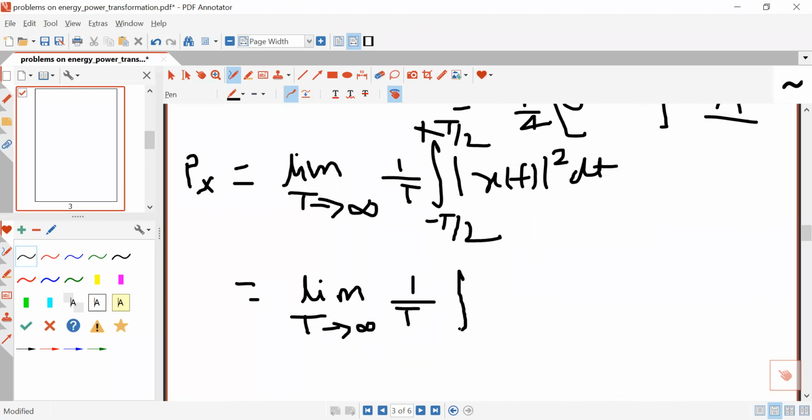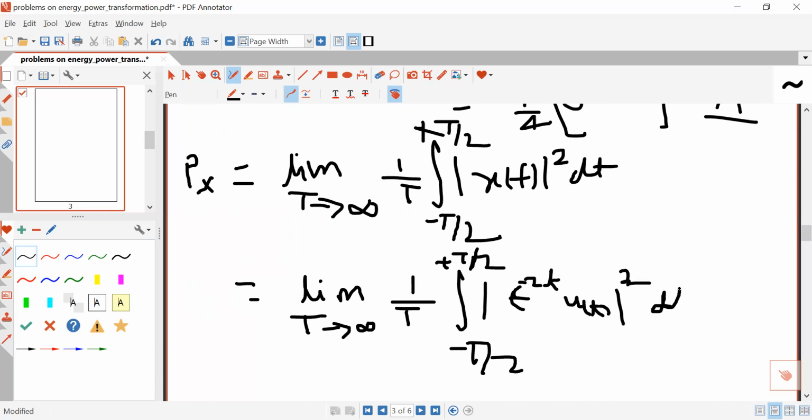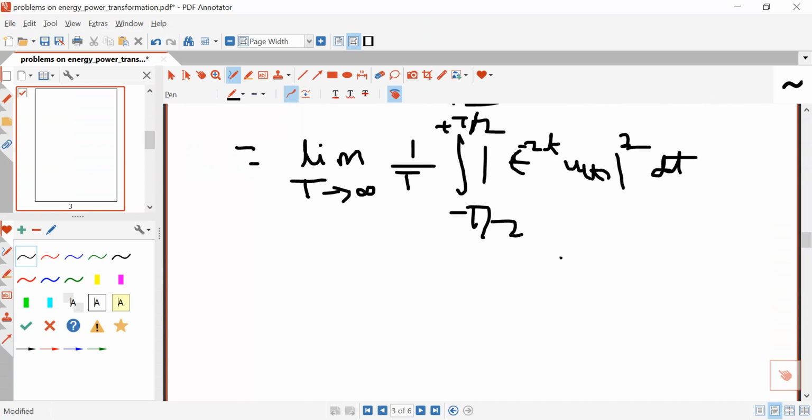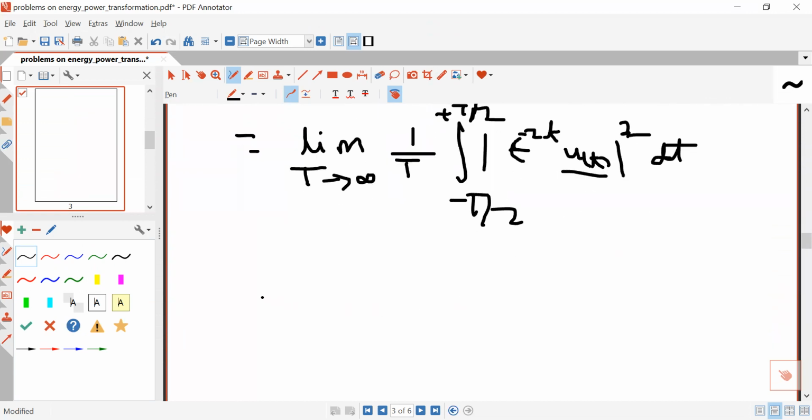First I am going to substitute the value of x(t). This is minus T by 2 to plus T by 2, and x(t) is e to the power minus 2t, u(t), mod of this signal whole square dt. Now what will be the role of this u(t)? It will change the limit of integration.